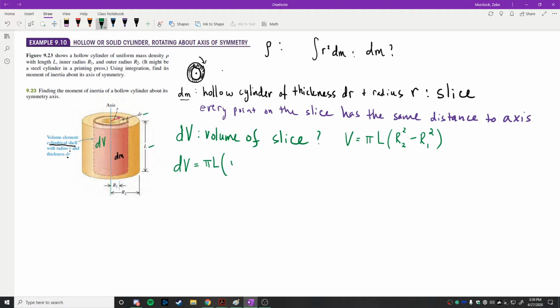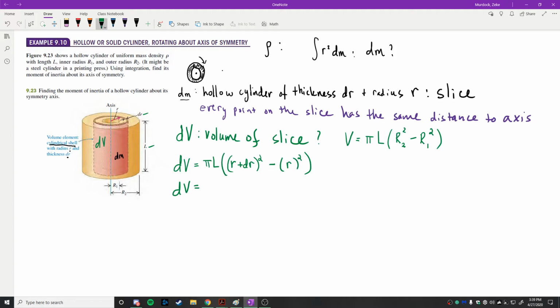So the outer radius of our shell is r plus dr, minus the inner radius, which is r. Right? That should be dV, right? Now we're going to calculate this, and I'm going to show you another way to do it, because different methods are good for different people.